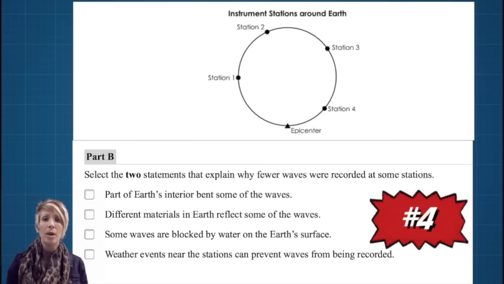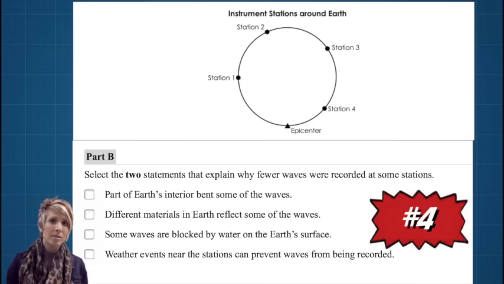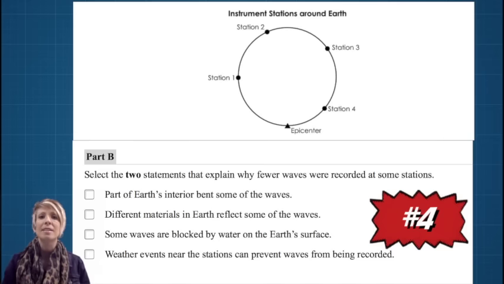Remember, in seismic waves, you have P waves, which are your primary waves, and you have S waves, which are your secondary waves. P kind of sounds like the letter B, which means both. P waves can go through both solids and liquids. S waves, which starts with an S, can only go through solids. And remember, this is how we know about the interior of the Earth. We know that that outer core is liquid because the S waves can't go through it. So knowing that, select the two statements that explain why fewer waves were recorded at some of the stations.